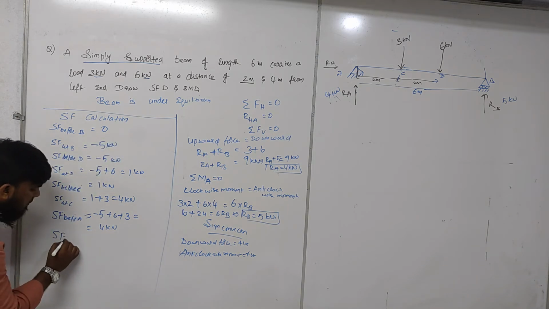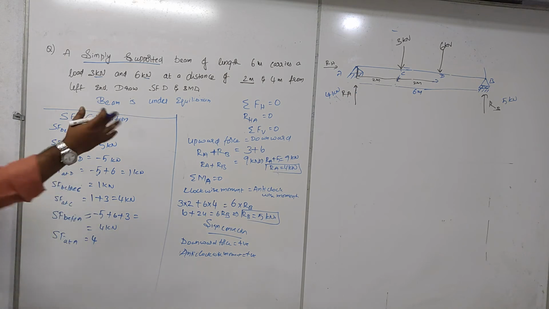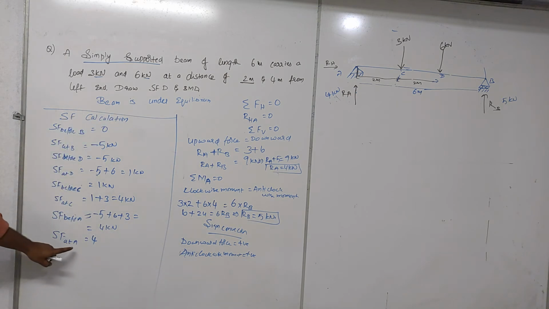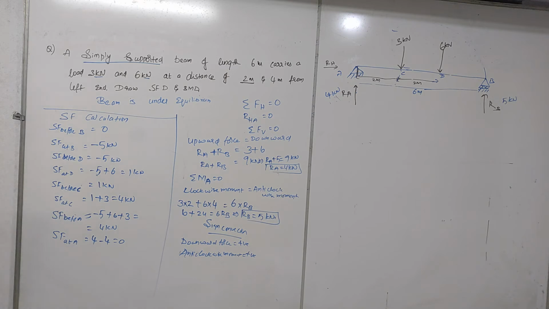Next is shear force at point A. Shear force at point A is equal to 4 because of all the right side forces. Exactly at point A, there is another reaction force acting in the upward direction. Upward means you should take minus. So minus 4. So the answer is 0 kilonewton.